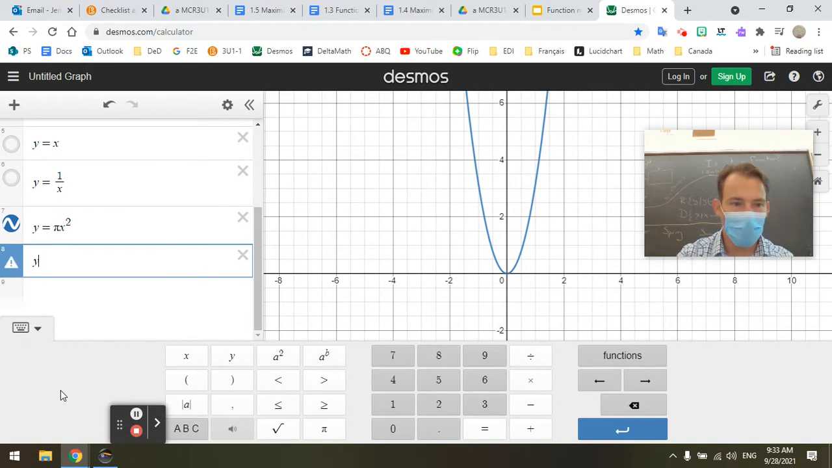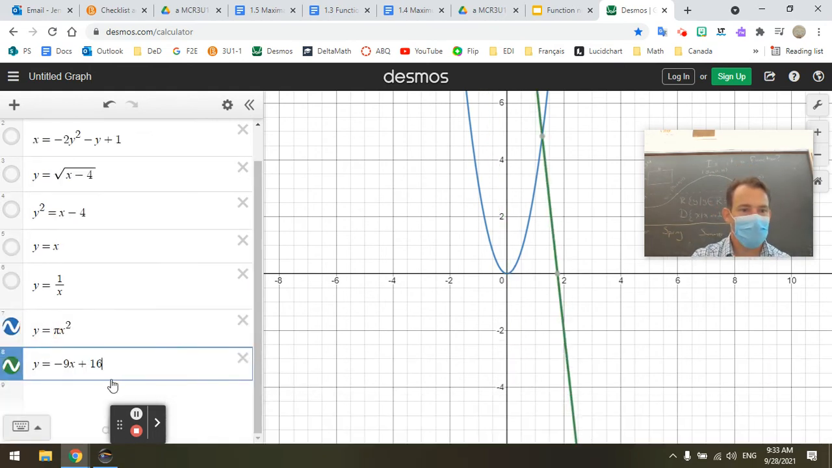g at whatever is equal to negative 9x plus 16. Oh, there it is. It's just a line. Right. Okay, it just throws me off with the g and the. Oh, sure. Yeah, I know. I thought that was part of the line.